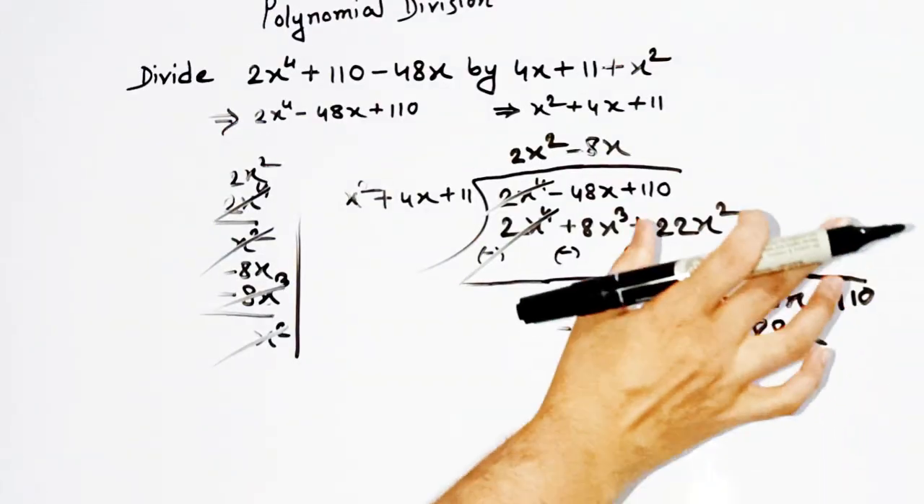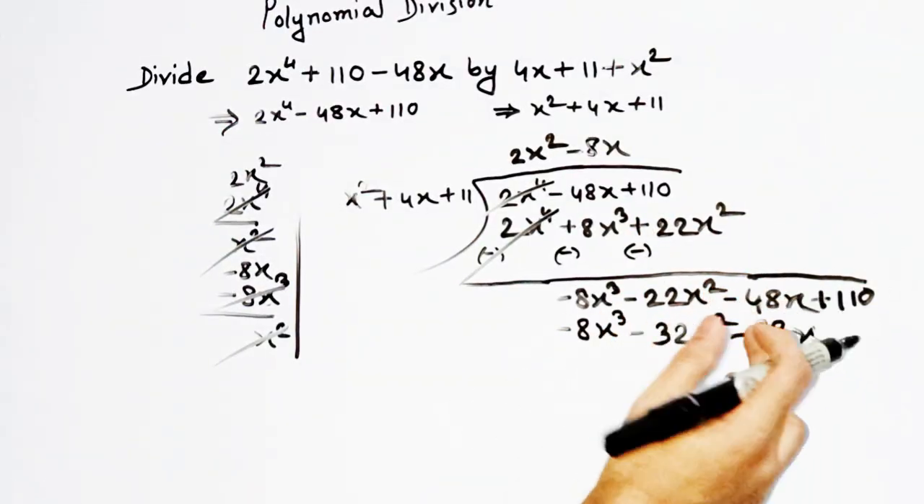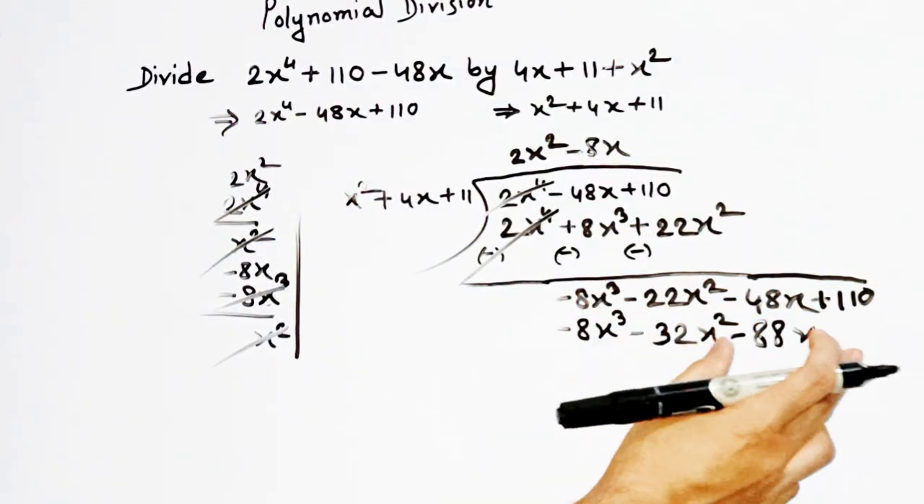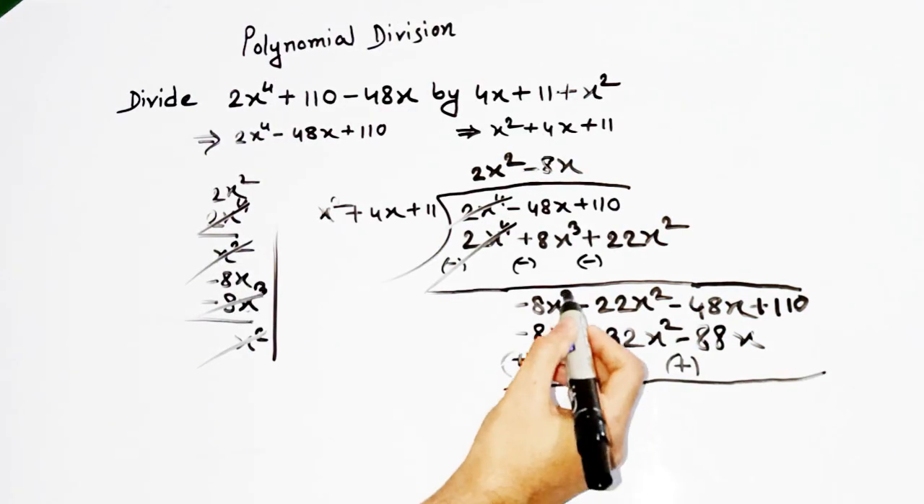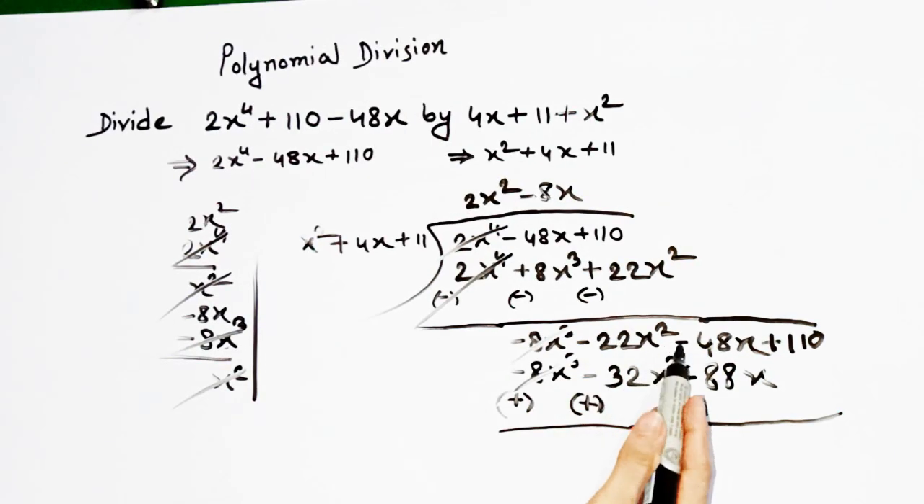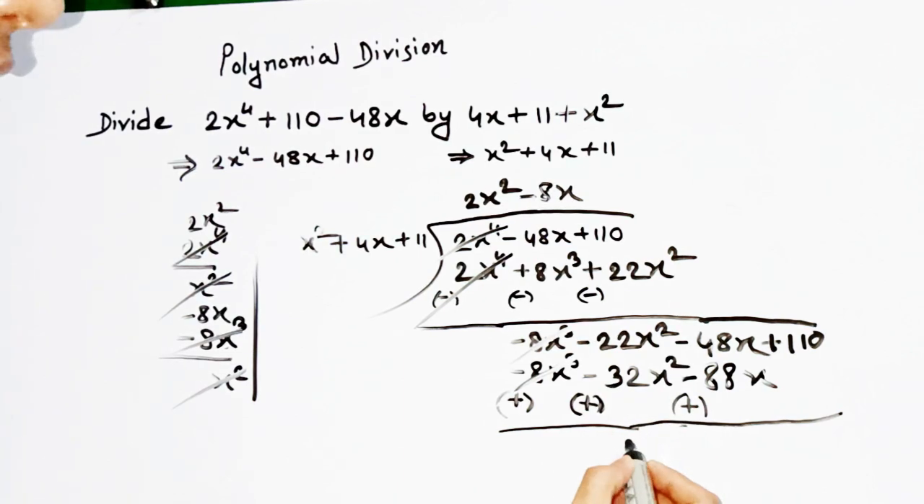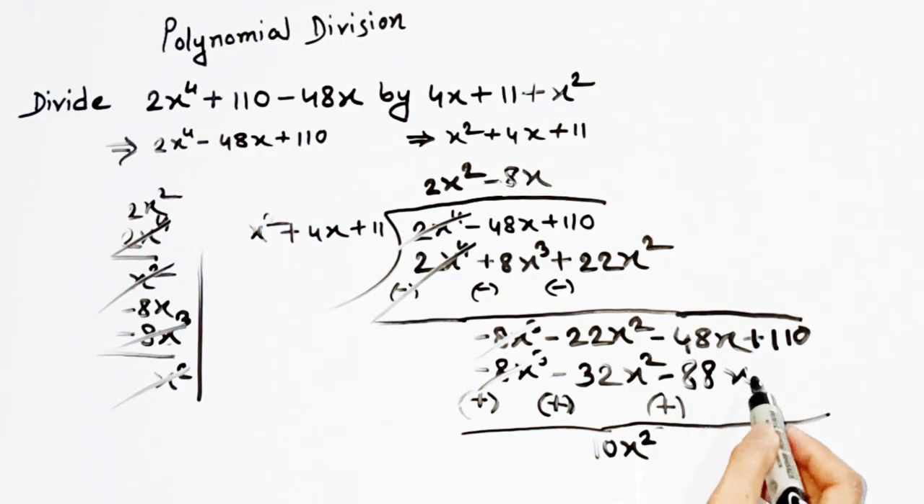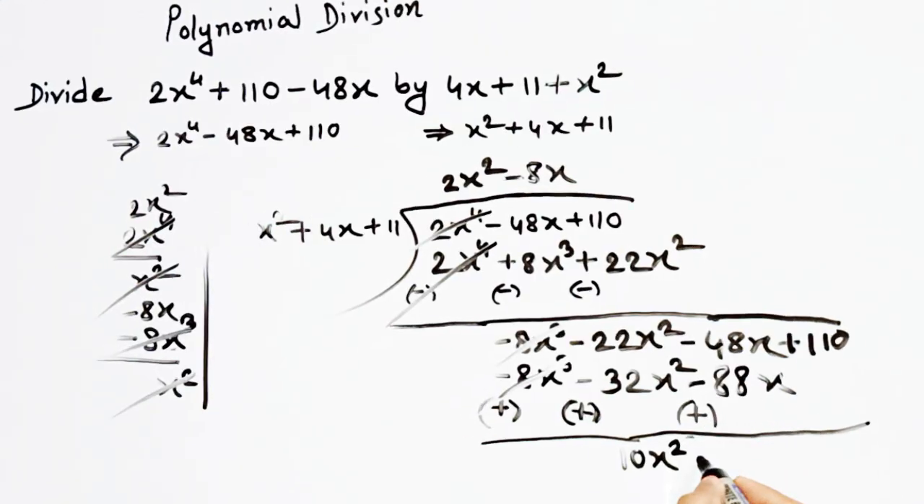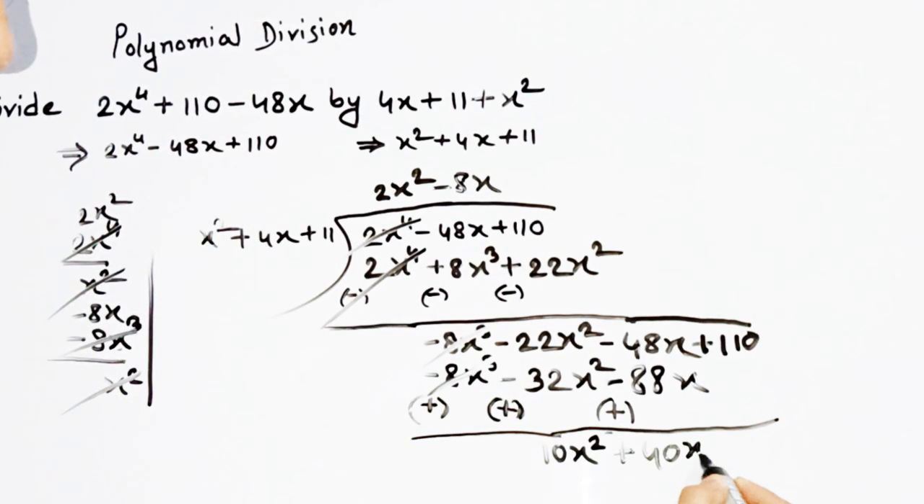Again we have to subtract these expressions. Change the signs of the bottom line. Negative 8x cube, positive 8x cube gone off. Minus 22x square plus 32x square, we have left 10x square. Minus 48x plus 88x, we have remaining plus 40x and plus 110.